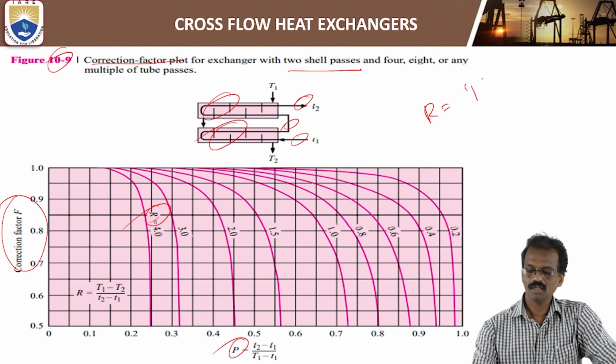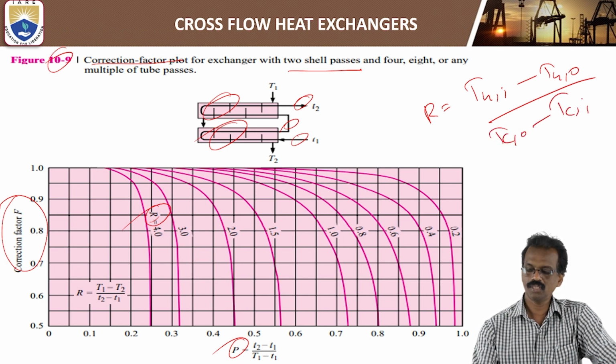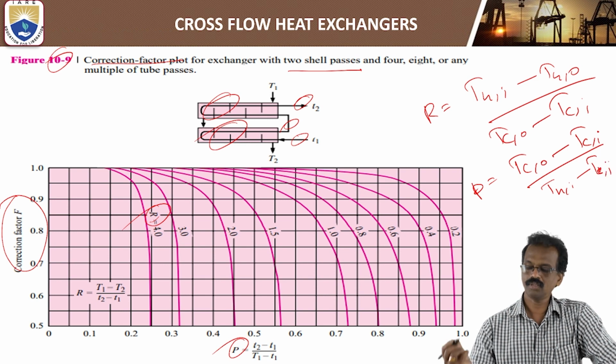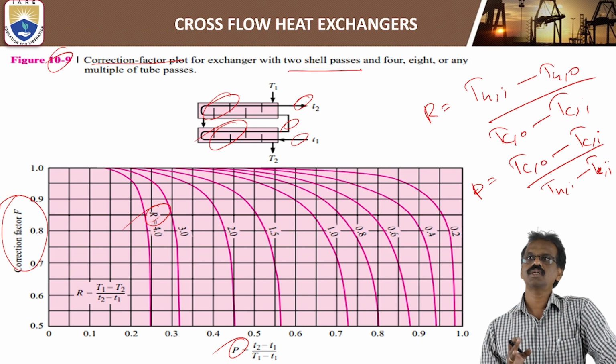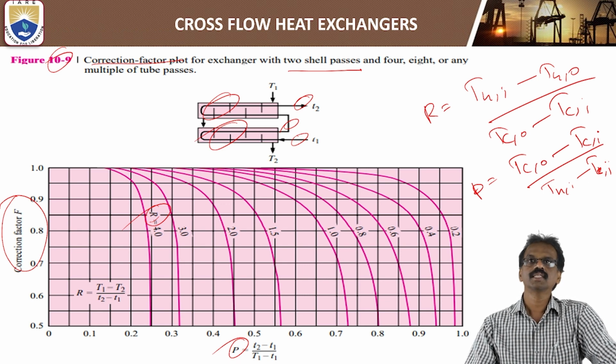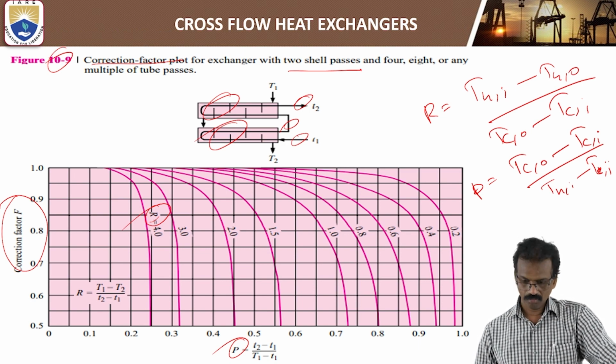R is nothing but hot fluid inlet temperature minus hot outlet temperature divided by cold fluid outlet temperature minus cold fluid inlet temperature. Similarly, P is the cold fluid outlet temperature minus cold fluid inlet temperature by hot fluid inlet minus cold fluid inlet. These are the formulas. If you know the 4 temperatures, we can use the figure and solve cross flow heat exchanger numericals. So this is one type of heat exchanger. Now we'll see one more type.